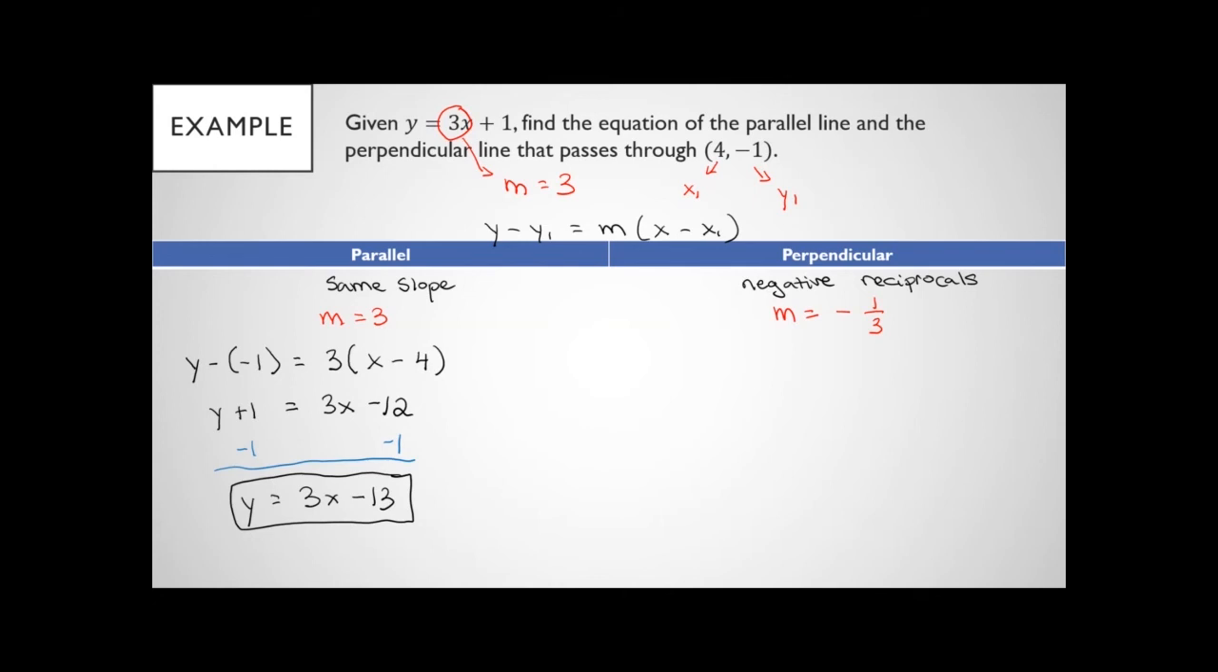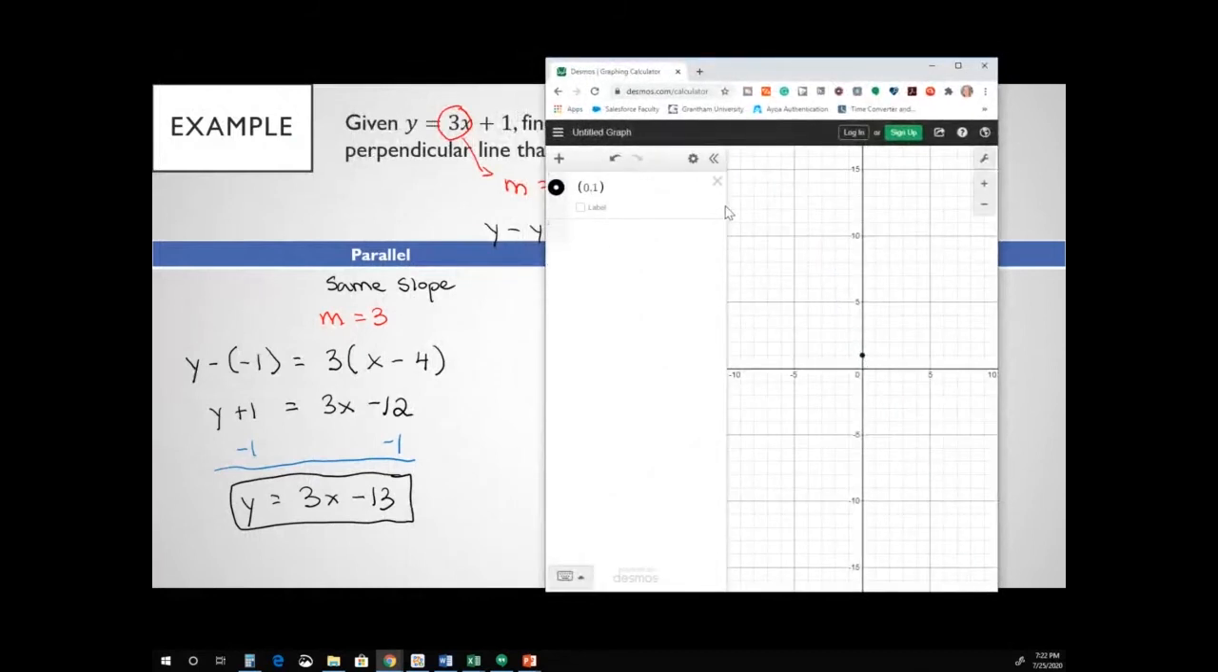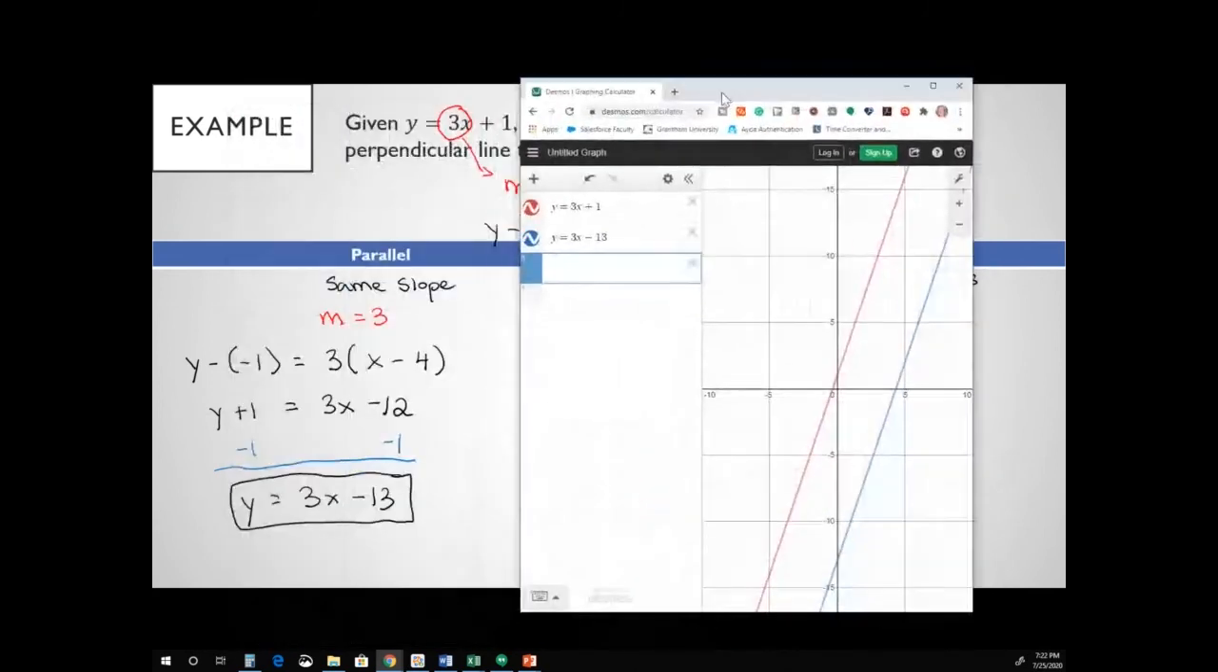So I'm going to pull up Desmos, clear out what I have. So first I'm going to graph the given line, y equals 3x plus 1. So that's the line that they gave us. Now we're graphing a parallel line. So now I'm going to put in my parallel line, y equals 3x minus 13. So you can see that these have the same slope, so they're not going to cross. So these are parallel. And I also want to double check it goes through our point 4, negative 1. So I'm going to put that on here as well. And so it does go through the point.